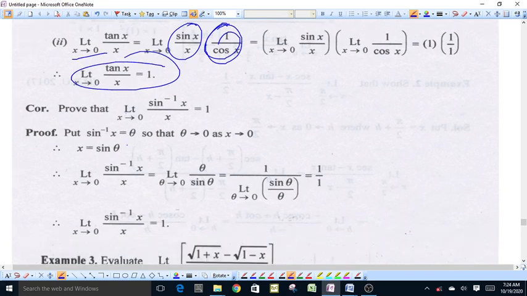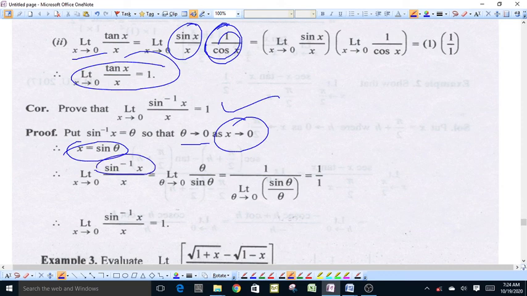Now, we can also prove that the limit of sin inverse x upon x as x approaches 0 is equal to 1. If we put sin inverse x equal to theta, then x will be equal to sin theta. As x approaches 0, theta also approaches 0. Then the limit of sin inverse x upon x as x approaches 0 is equal to theta upon sin theta, because sin inverse x is equal to theta. From this, x comes out to be sin theta. This will be equal to the limit as theta approaches 0 of theta upon sin theta.